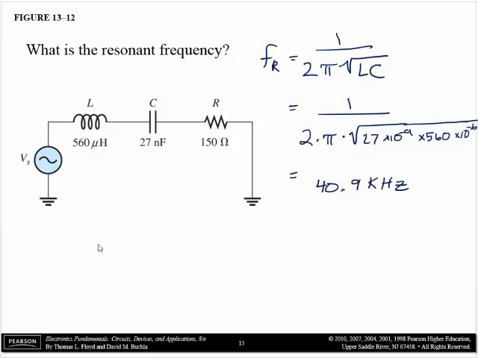At 40.9 kilohertz, what do we have? We have I is maximum. I can tell you what it is. I'll tell you what it will actually be equal to: V source over R, because there is no reactance anymore. I is maximum. V across the resistor is also maximum at resonance.